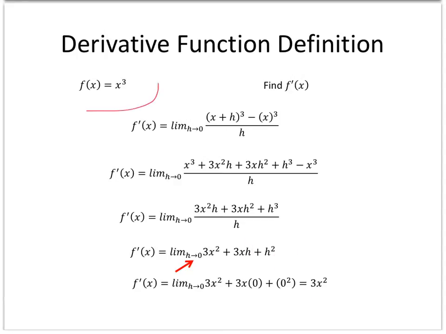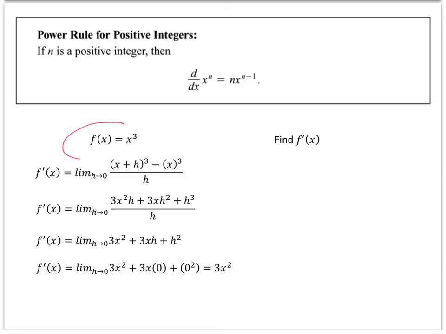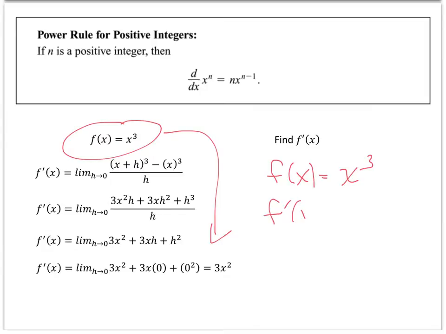Now, for those of you that have not had this in high school, you might be able to look at that and see the little trick, and that's the power rule. The power rule simply says all I have to do is take whatever this exponent is and bring it down front, and then subtract 1 from my exponent. So if f of x equals x cubed, my derivative is bring the 3 down and subtract 1.